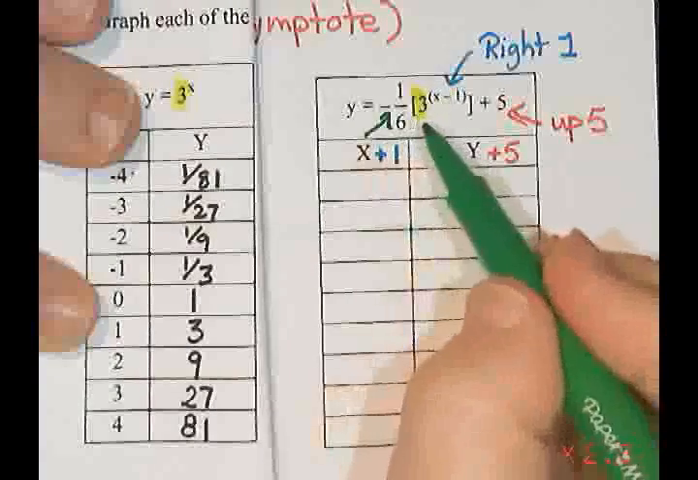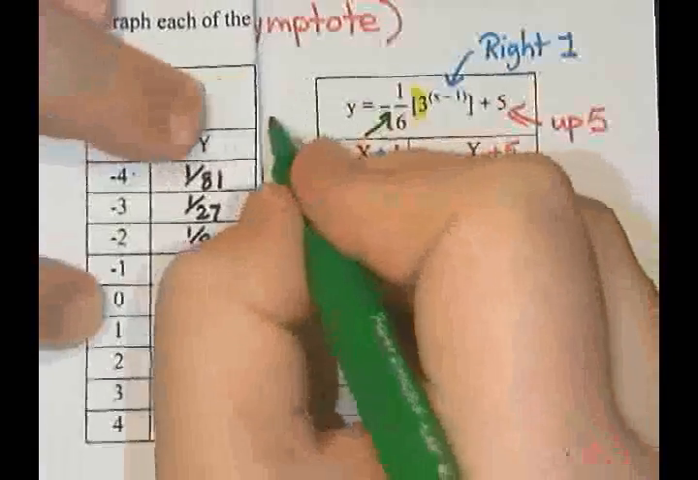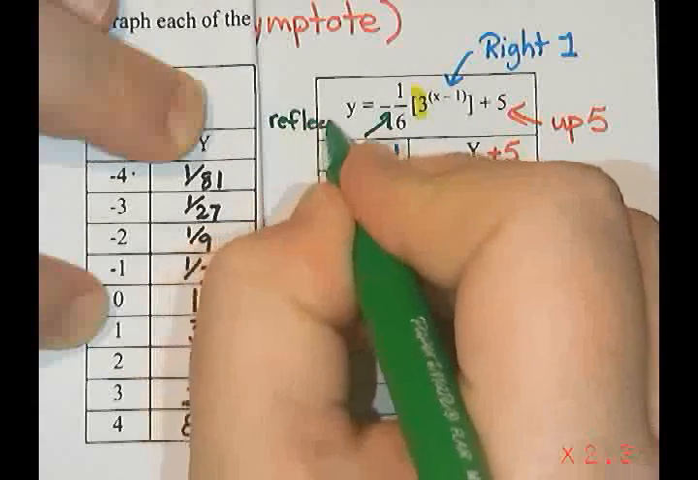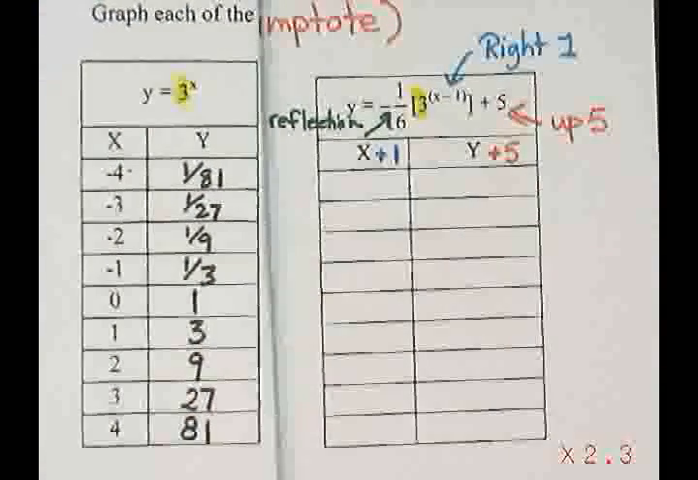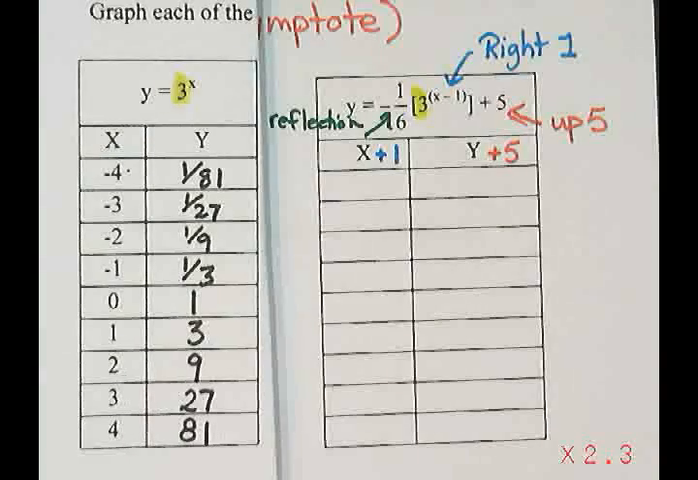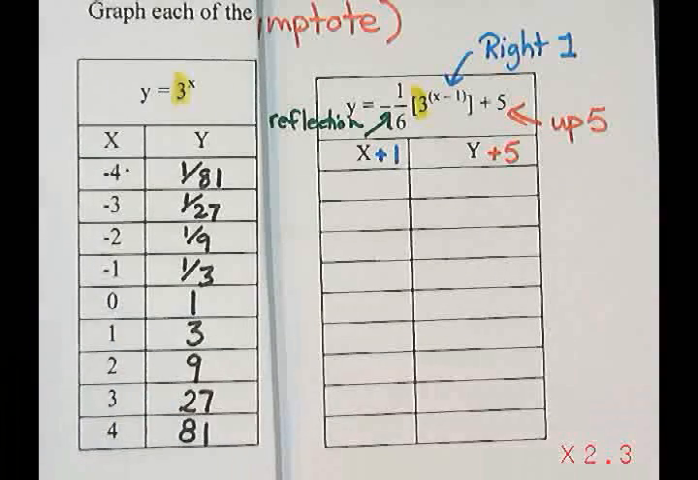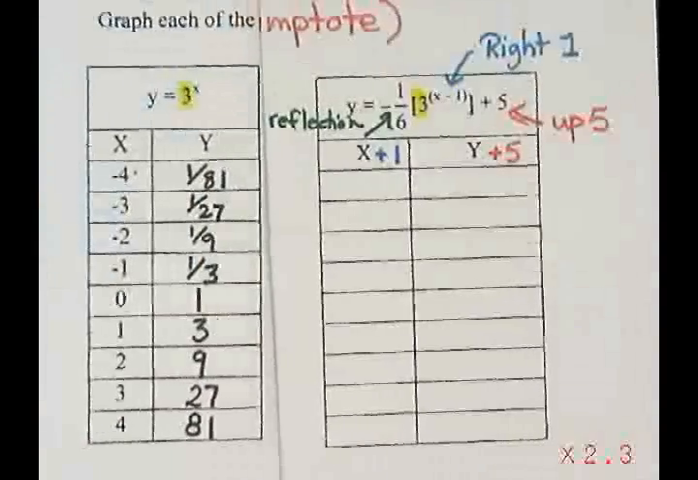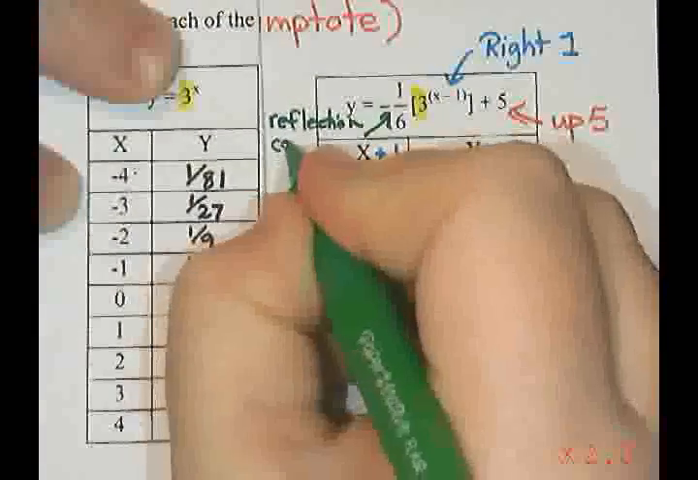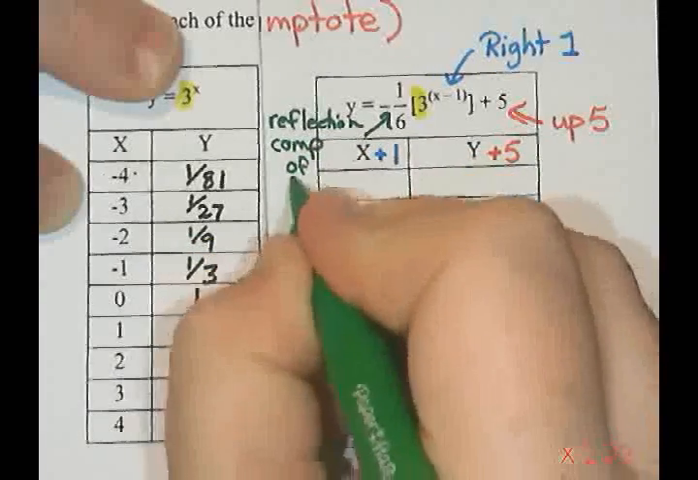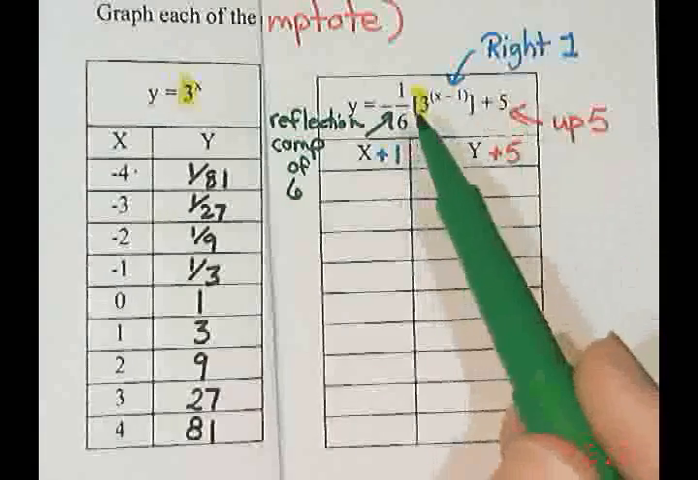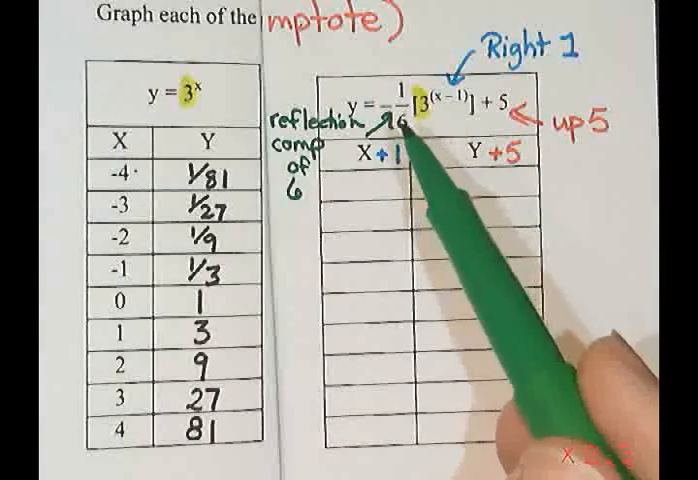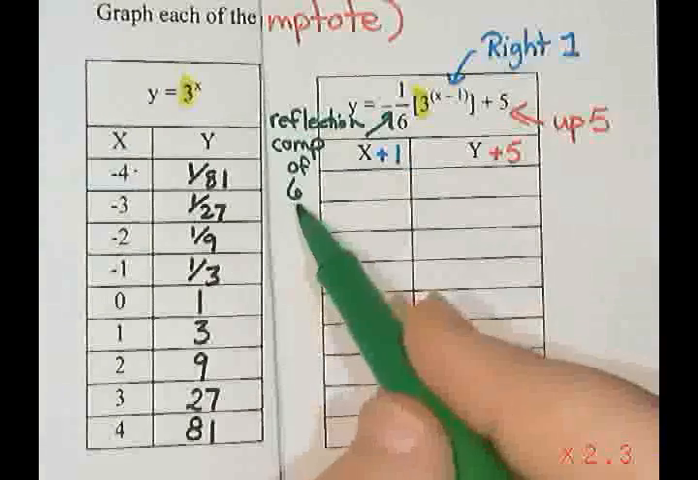Now there are two things going on here. I see that it's negative, which tells me this is a reflection. My graph is going to be upside down. And I see the 1 over 6, which tells me that this is going to be a compression. That's because it's a fraction. There's a couple of ways you can say this. I like to say that it's a compression of 6, which means it's 6 times flatter or 6 times wider than the original. Sometimes some of your teachers in grade 10 may have taught you to say that it's a compression of 1 over 6. That's okay, but I will write it a compression of 6.